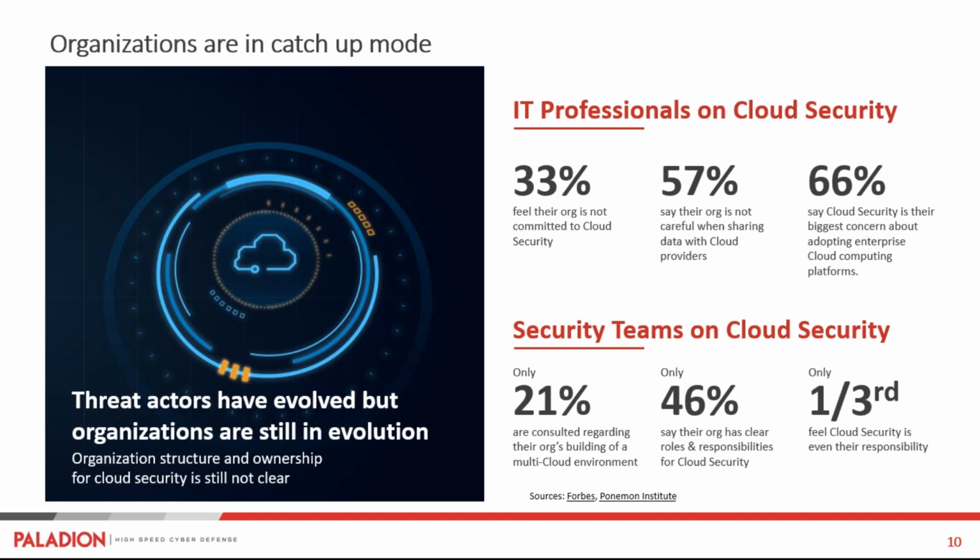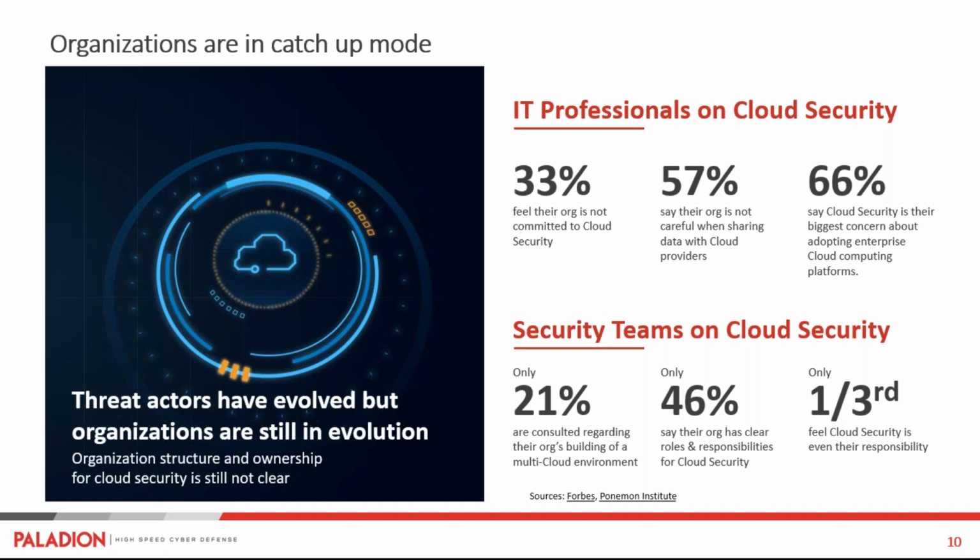As you can see from the slide, there are varying opinions from customer teams regarding cloud security. For example, 33% of IT teams feel that organizations are not committed to cloud security, whereas 1/3 of security teams feel that it is their responsibility, but the majority, which is 2/3, don't feel that it's their responsibility. So you can see that there is a lot of confusion around who is responsible for managing cloud security, and this in turn is a boon for attackers. They take advantage of this and try to carry out attacks.